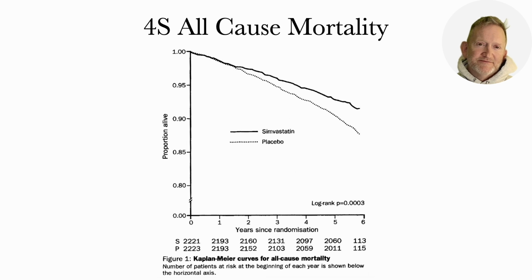This is my favorite figure in any randomized controlled trial. It's called all-cause mortality. That means it doesn't matter what you died from. They're going to keep track of who lived and who died. In the 4S trial, they watched the patients in this Kaplan-Meier curve over up to 6 years. The solid line is patients who received simvastatin. Some did die, but they died at a slower rate than the patients who received placebo.